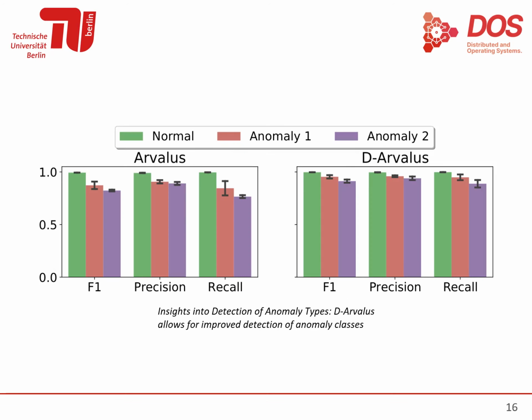This slide shows the results for the detection of specific anomaly types. We report the results in terms of the metrics F1 score, precision, and recall. It can be seen that using neighborhood information in graph convolution, we can increase F1 score, precision, and recall for all anomaly types. Also, it can be observed that the variance is much more stable.